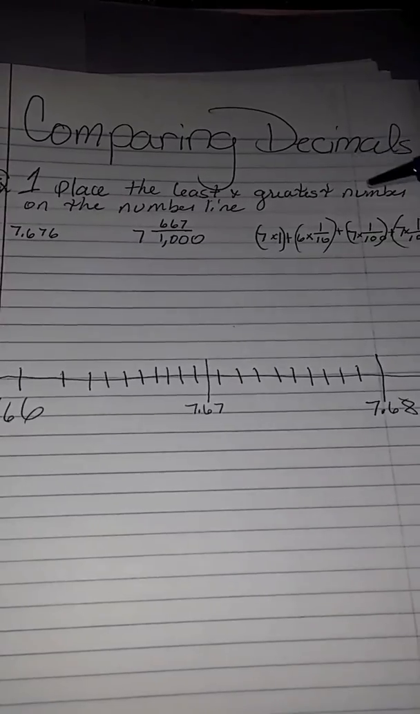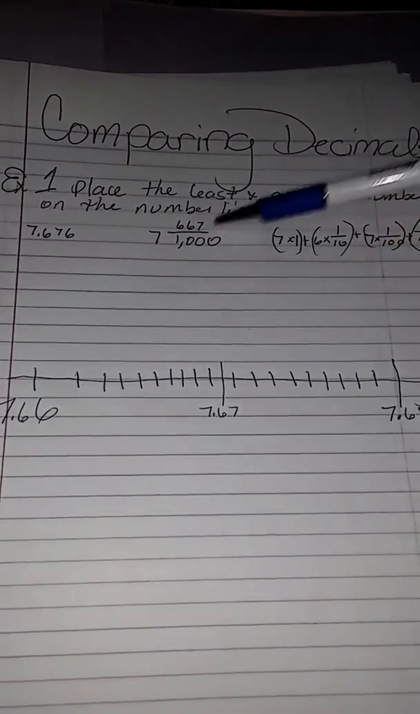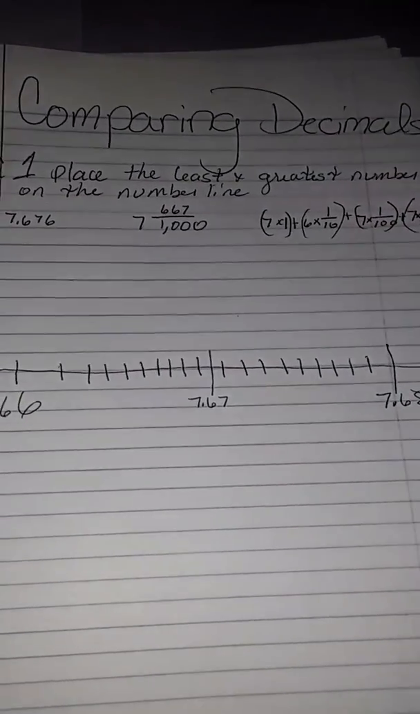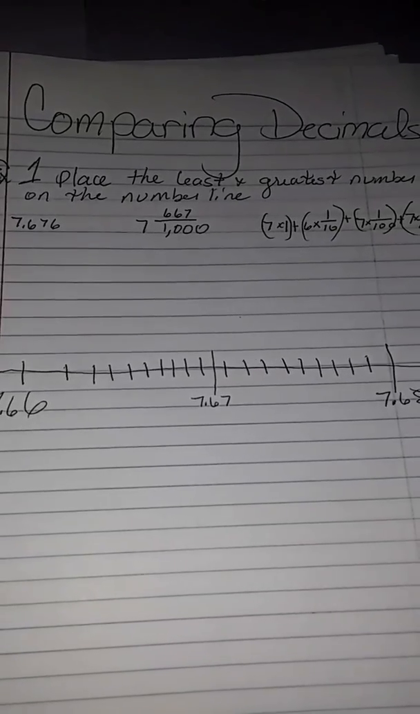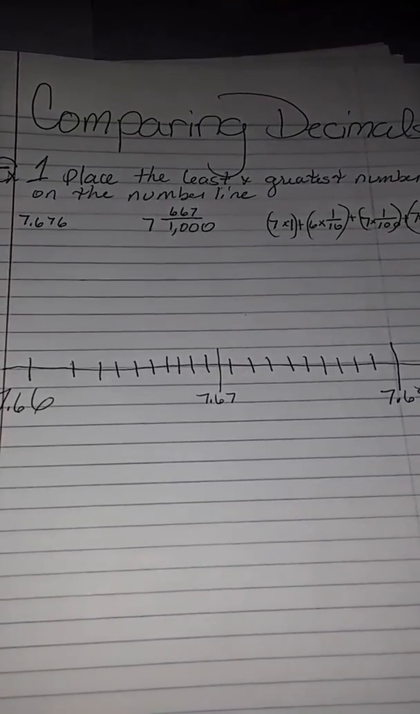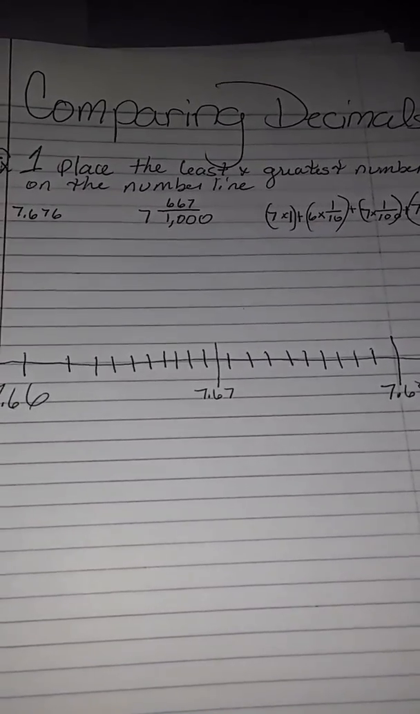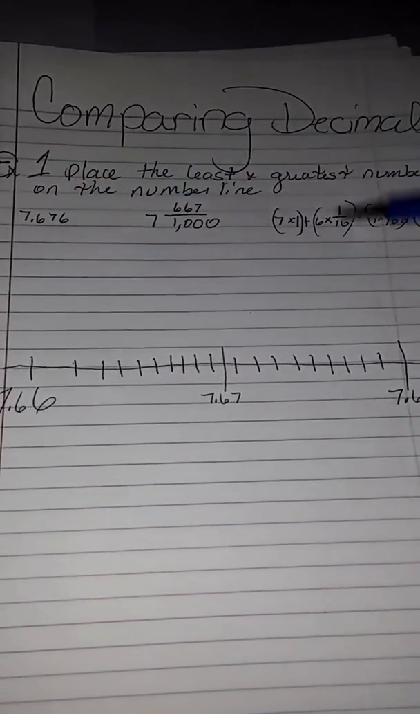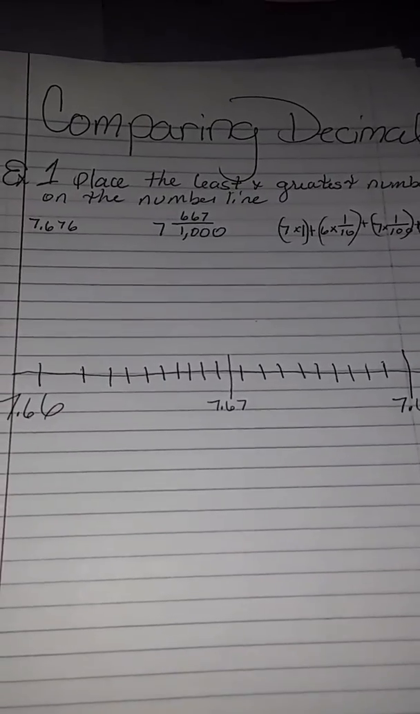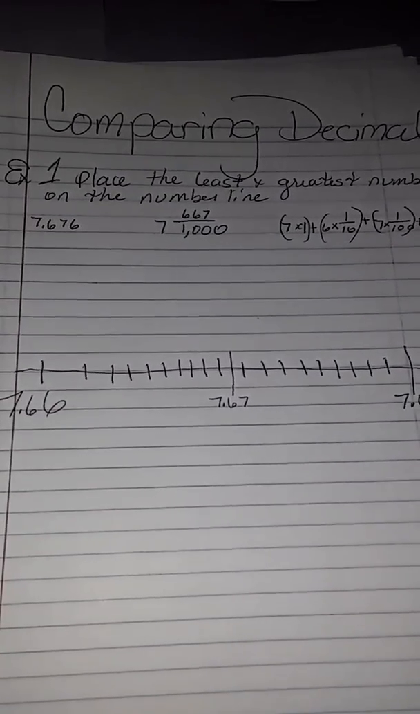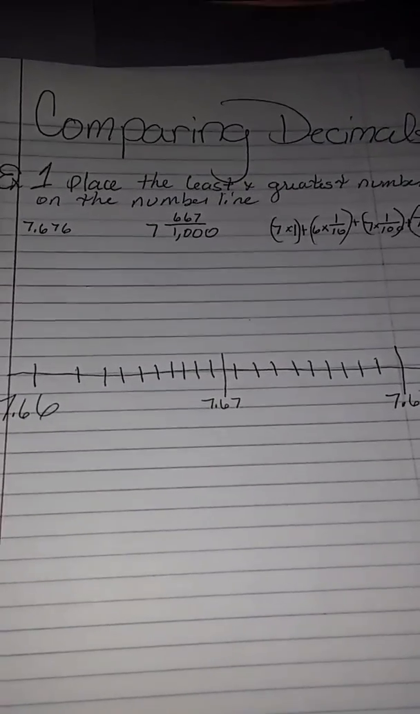Example 1, place the least and greatest number on the number line. Here's one thing that I'm noticing that a lot of you aren't doing. You're not reading the question. You're not reading what they want you to do. You're looking at this as a whole and going, I don't know how to do this. Read the question. That's the first thing you need to do. Or read what they want you to do.